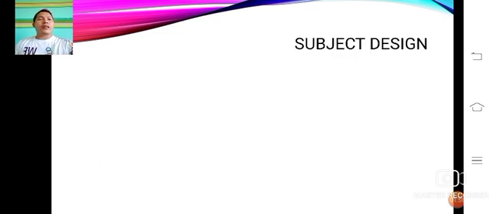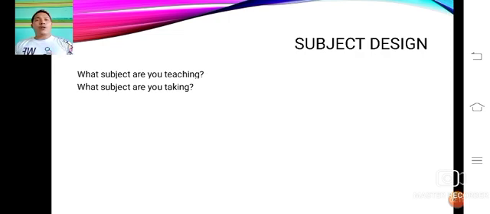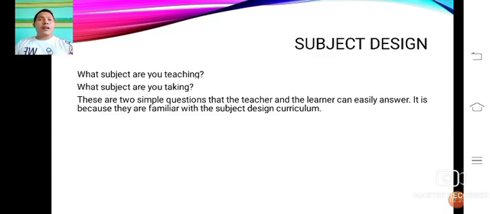So let's proceed to the subject design. I prepared here some questions addressed to teachers and learners. The first question on the slide, addressed to a teacher, is: what subject are you teaching? And next, addressed to the learners: what subject are you taking? These questions are familiar to them because they already encounter this kind of question.